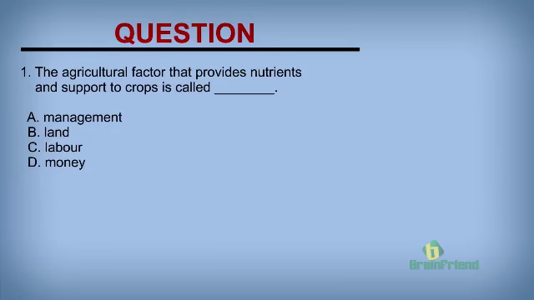To know how well you have learned from this lesson, let's take the following questions. 1. The agricultural factor that provides nutrients and support to crops is called A.